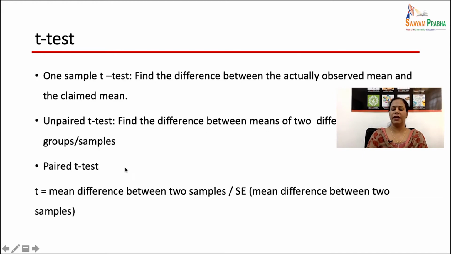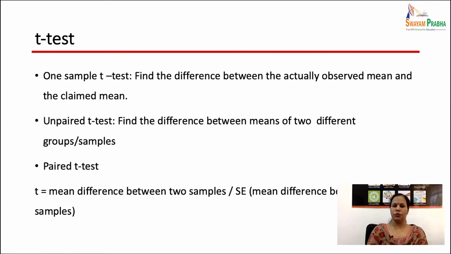Whereas in the paired t-test we have one sample only, but we are having two sets of data. So we go for comparing the means from these two sets of data, whether they are significantly differing or not. Whenever we use the t-test, the formula is the mean difference between two samples, or difference of the means, divided by the standard error. And what is standard error? Standard error is the standard error of the mean difference between two samples. So this is the formula for the t-test which we use.